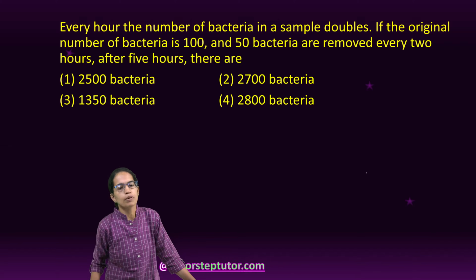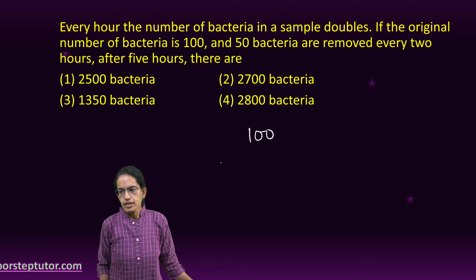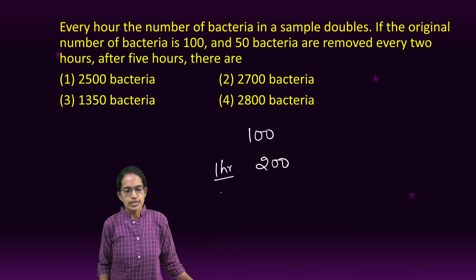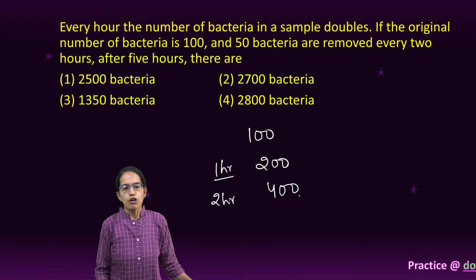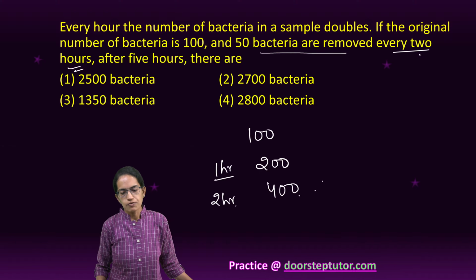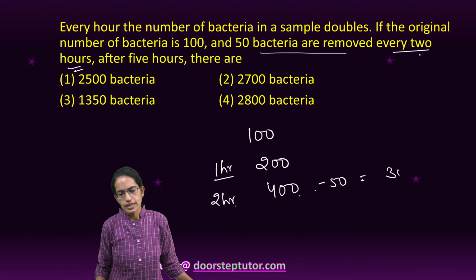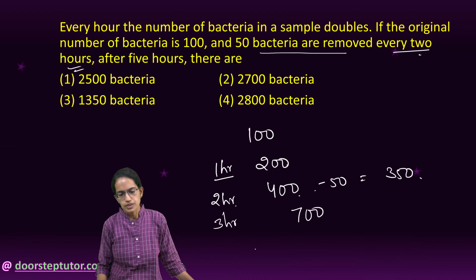Every hour the number of bacteria doubles. If the original number was 100, okay, so what would happen on the first hour? It would become 200. On the second hour, what would it become? 400. Now 50 bacteria are removed every 2 hours. So on the second hour, 50 bacteria are removed. So how many left? 350. On the third hour, it doubles again, so it becomes 700.